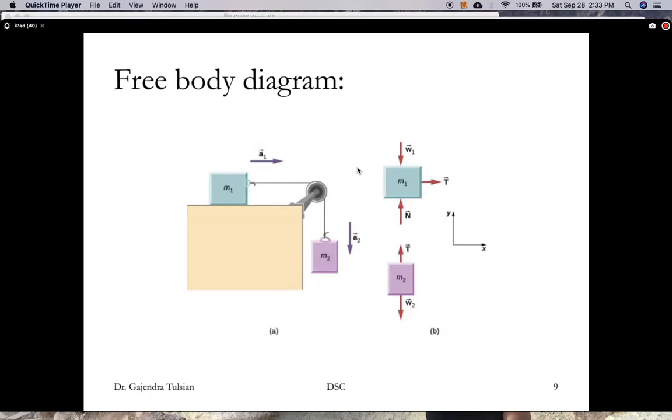The magnitude of these accelerations will be the same, and depending on whether you have friction or not, you'll write the equations of motion of each object. For instance, in this case, the forces acting on this object are the tension, the weight of the object, and the normal force. There's no friction force. If there was a friction force, it would be acting in that direction. For this object, the only two forces acting are the weight of the object and the tension. Again, we'd apply Newton's second law to the motion of each of those objects.